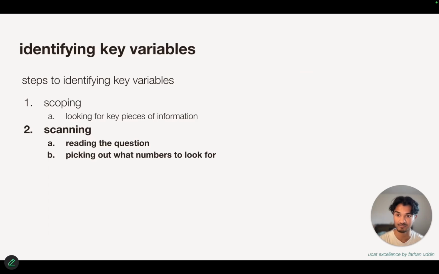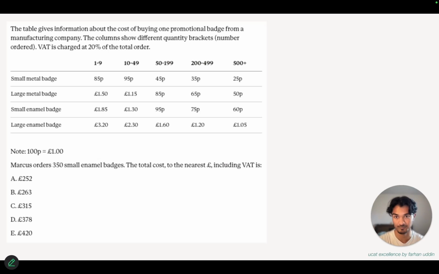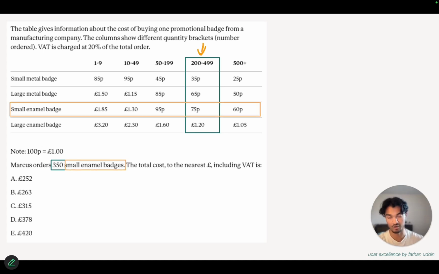Next is scanning, which is reading the question and picking out what numbers to look for. When it comes to this stage, you'll realize just how effective scoping is because it makes scanning so much easier. Now that I know what this table is all about, when I start scanning, I know exactly where to look. For example, Marcus orders 350. Because of the number 350, I know my attention is going to be in this column, small enamel badges. So I know I'm looking at the small enamel badge row. I'm going to have to end up using this number in one way or another.